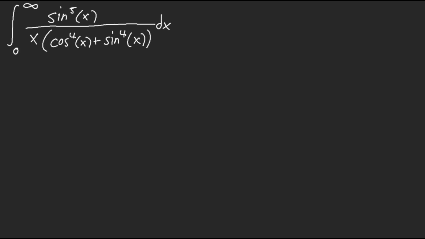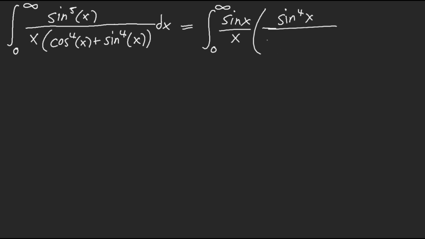Ooh, a little scary, right? But don't freak out. We do notice that we have sine of x over x, and then we have sine 4x, and then cosine 4x here plus sine 4x here. Okay. Does this satisfy Lobachevsky? We hope. So, first off, this is definitely Riemann integrable because this is a continuous function.